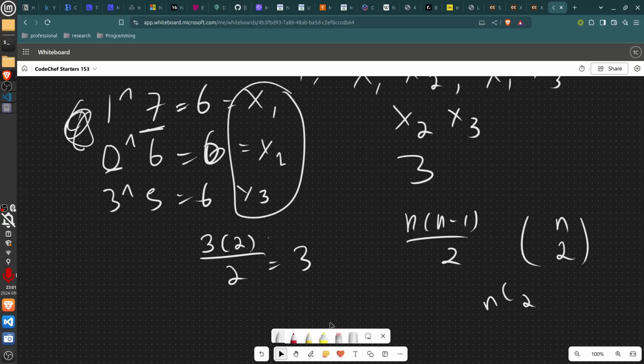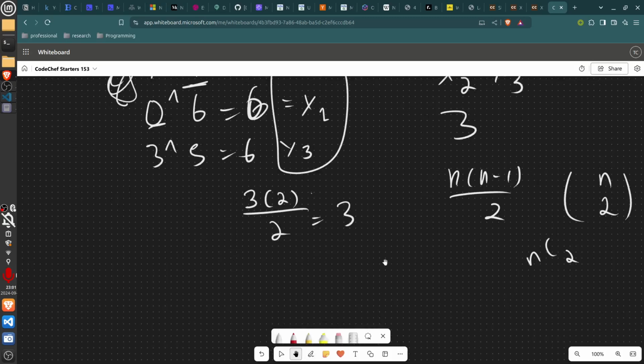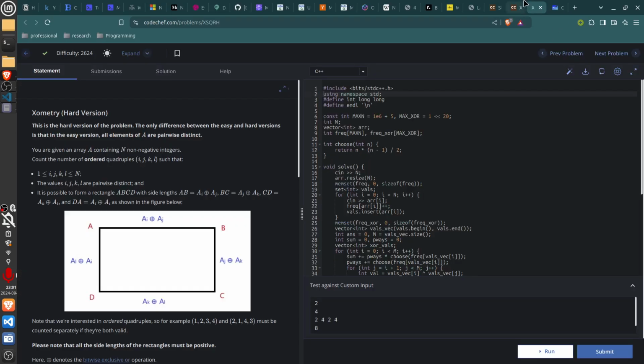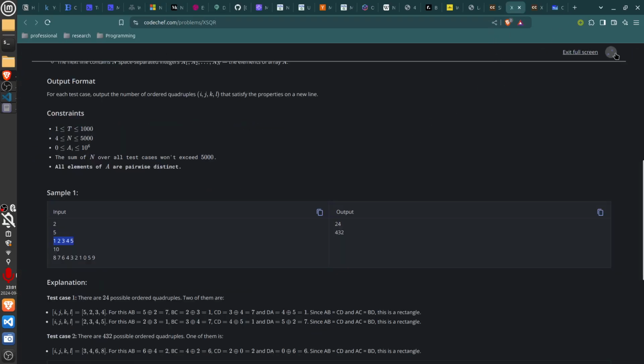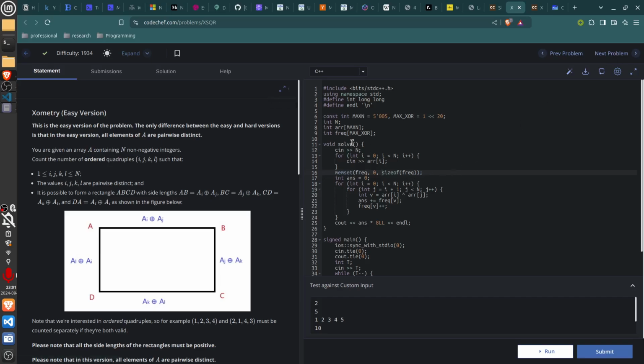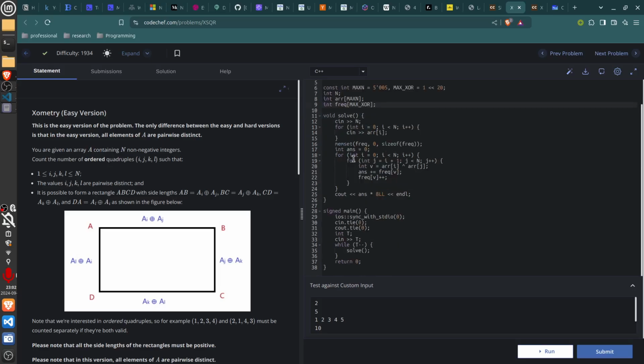So you just have to do that for each XOR, and that's really the solution to the problem. As you can see here, I just go through and keep track of the frequency. The frequency array has to be the size of the max XOR, which happens to be up to 1 to 20, which you can check pretty easily. Then you go through each element I, and then J, so it's O(n) squared here, calculating XORs and just calculating the frequency of XORs.